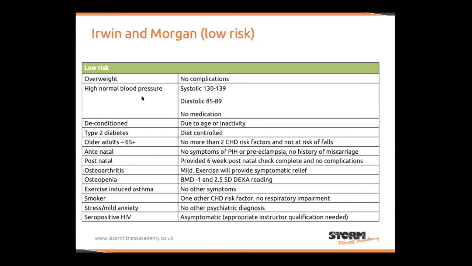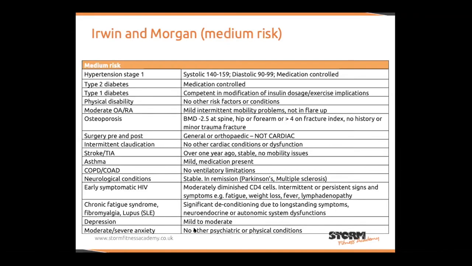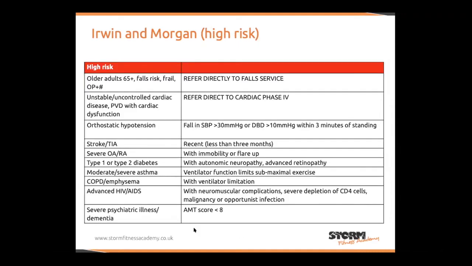So you get the idea anyway, guys. If you get a client, you can use this to add that extra layer of assessing risk. Really, anything that gets flagged up on the PAR-Q form, you then just refer to this Irwin and Morgan risk stratification tool to check they are still low risk. And then you've got some examples of what medium risk and then what high risk are as well. So obviously the high risk ones you definitely want to stay away from.